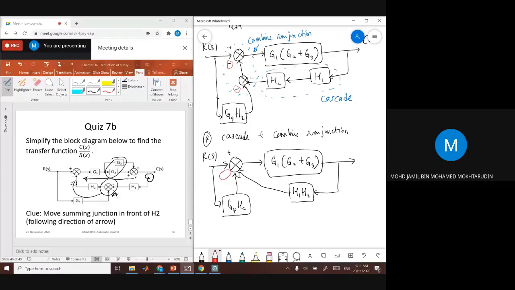So when you combine the summing junction, then you need to consider the signal is converted to negative, and then either negative or positive. So here, there are two negatives, so it becomes positive here. If you put negative here, then everything will become negative for G4H2 and H1H2, because the negative affects the sign for H1H2 and G4H2. So if you remove this negative, then you put positive here at the new summing junction.